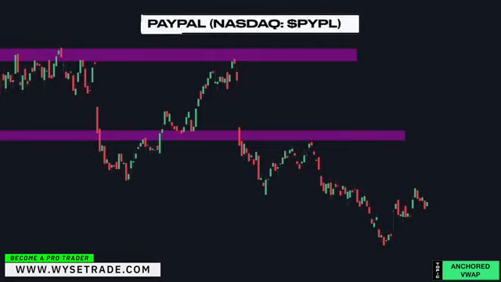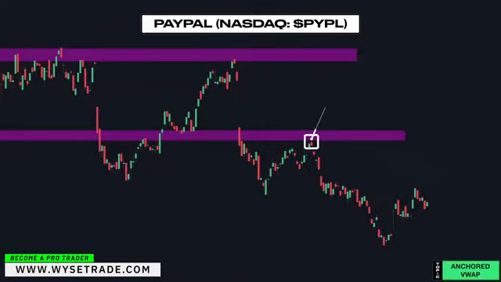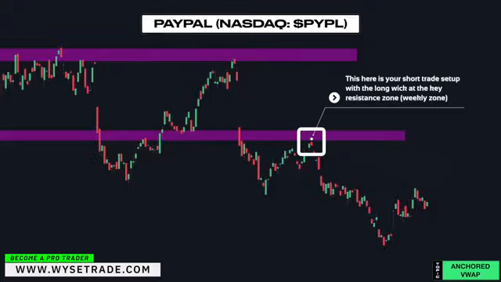This is the PayPal stock. You have a large moving downtrend, so you want to trade with the trend. This here is your short trade setup with the long wick at the key resistance zone that is also a weekly zone. You have an uptrend here, a downtrend here, and an uptrend here.